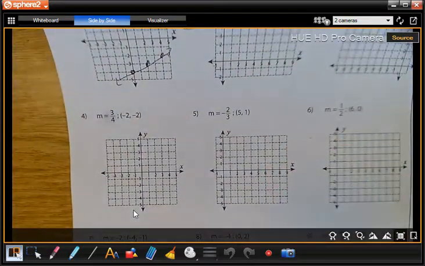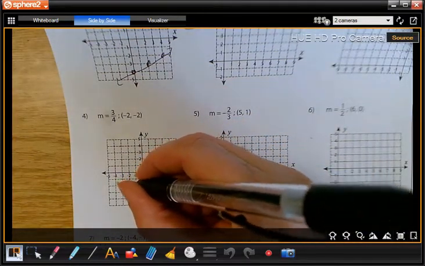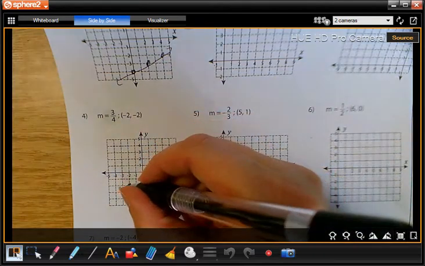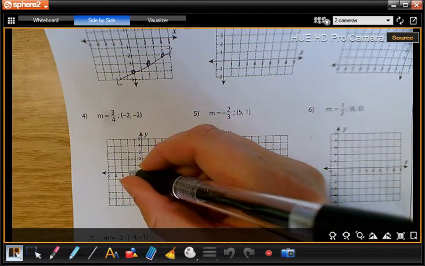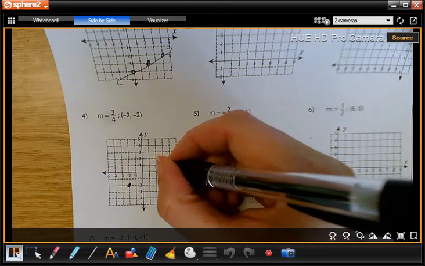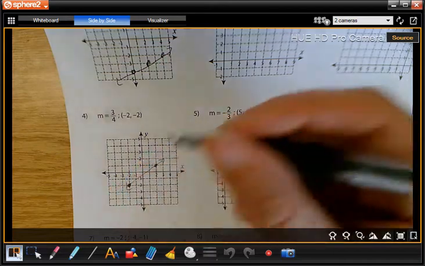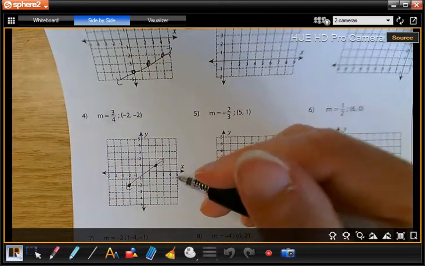Now we could graph this first. We could graph -2, -2, and then our slope is 3/4. So from this point, I can go up 1, 2, 3, and go over 1, 2, 3, 4. And I have it right here. It kind of shows us where b is, but it's hard to see.